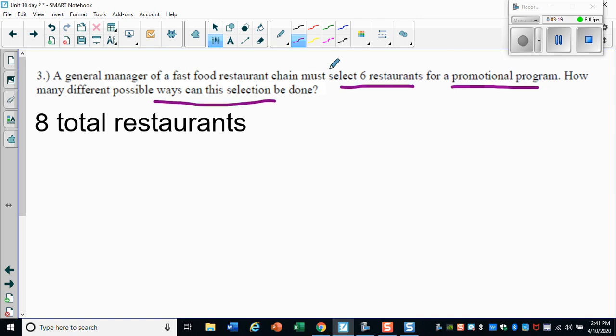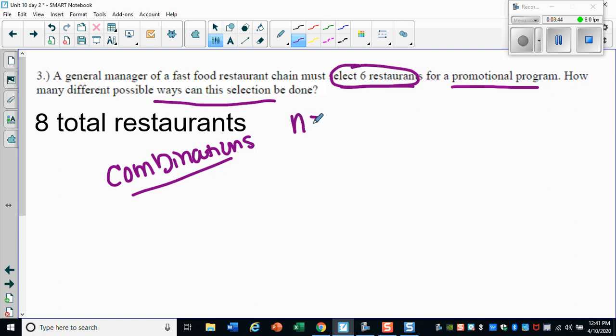So in this case, same thing. Notice how it says they're selecting 6 restaurants for a promotional program. We don't care what order they're selected in. It's just the 6 restaurants that are going to be in that promotional program. So that is going to be combinations because in this case, order does not matter. It's just the group of restaurants. So our n, how many total do we have, is 8. How many do we want to choose? r is 6. So on my calculator, I'm going to do 8 choose 6, and that is going to give me a total of 28.